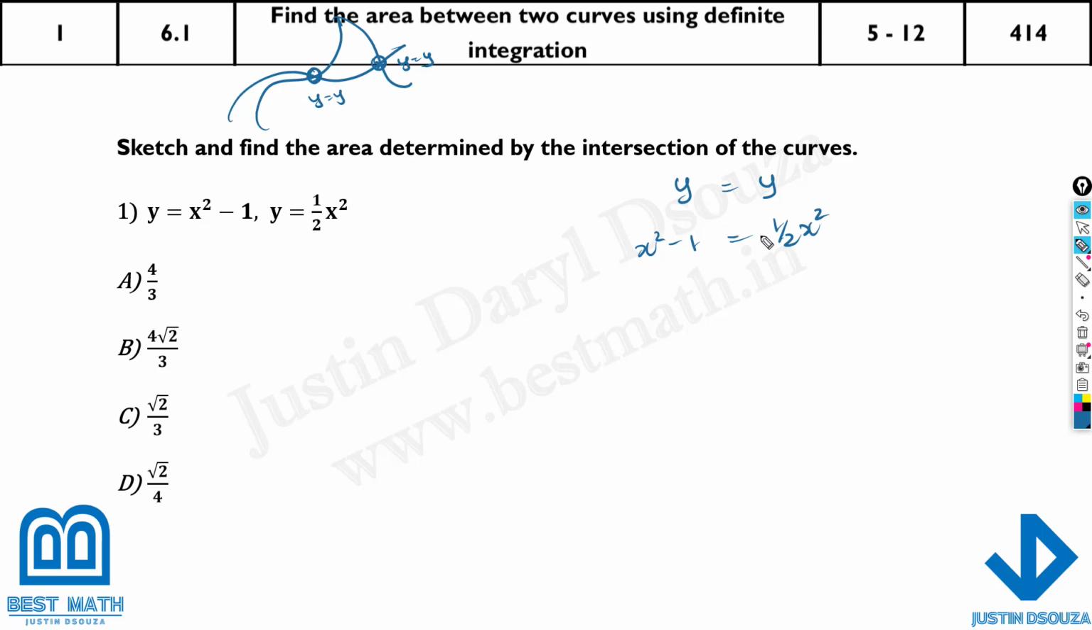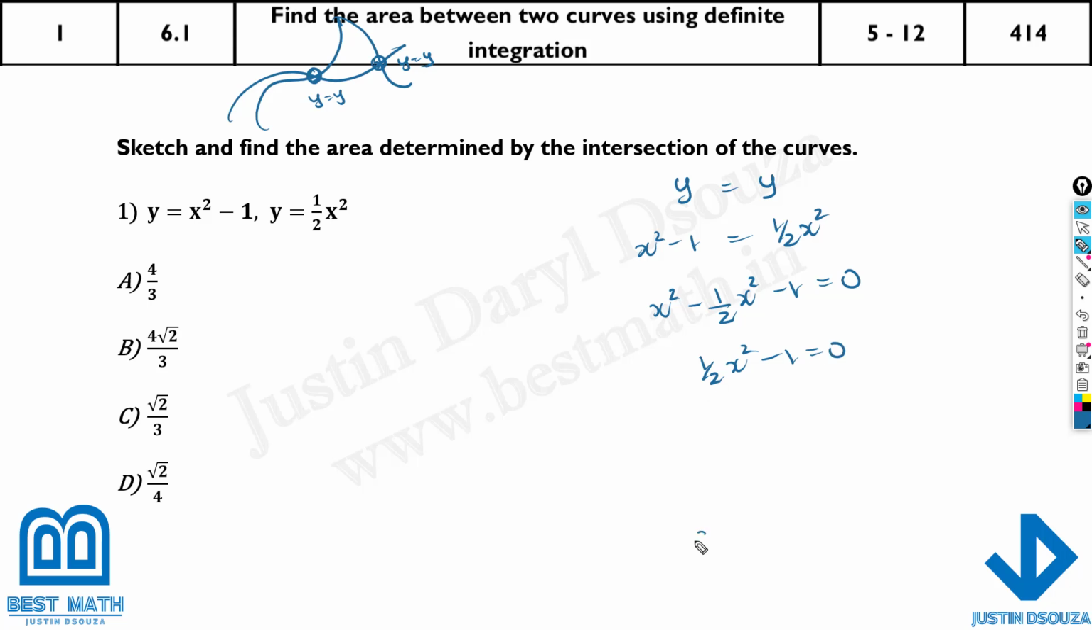Now we can use quadratic in a calculator, but we need to have it in quadratic form, that is standard form. Take this half x squared to one more side, it will be x squared minus half x squared minus 1 equals 0. And here, see, this is like 1x squared minus half x squared. So 1 minus half is half, positive half. x squared minus 1 is equal to 0.